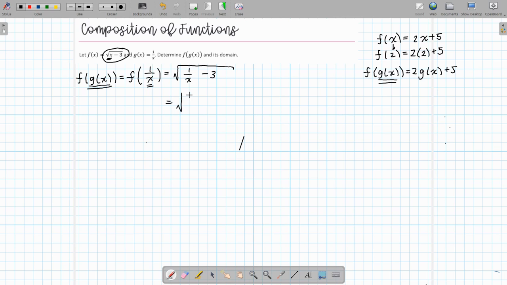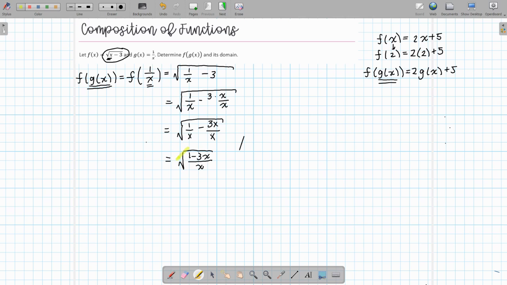So I have the square root of 1 over x minus 3. I do want to combine these two terms. So I'm going to give that a common denominator, or x over x. And that turns into the square root of 1 over x minus 3x over x. And because those now have the same denominator, I can combine the numerators, and that becomes 1 minus 3x divided by x. And that's it. That's my composite function.